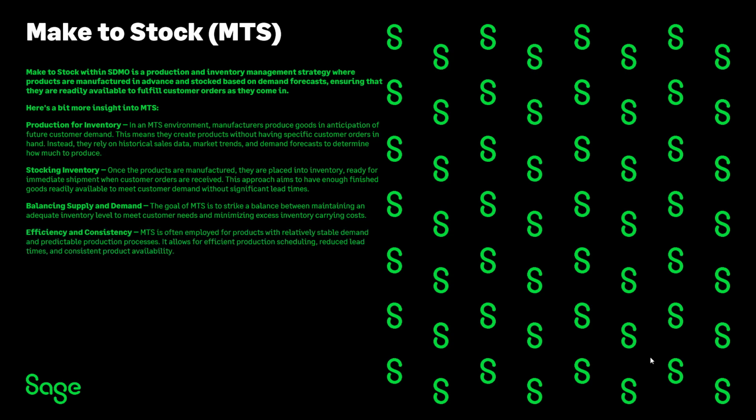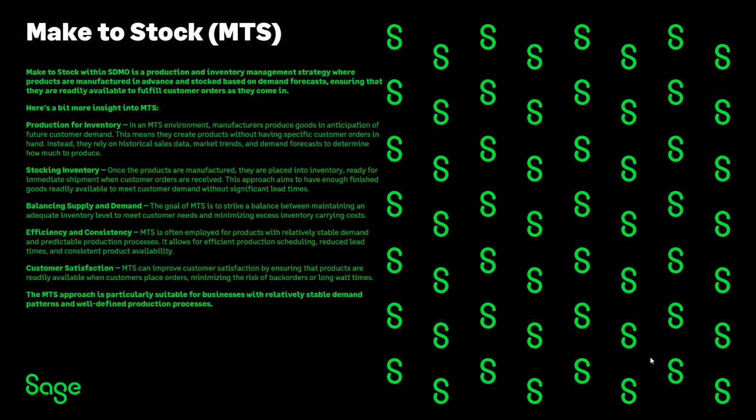Efficiency and consistency. MTS is often employed for products with relatively stable demand and predictable production processes. It allows for efficient production scheduling, reduced lead times, and consistent product availability. Customer satisfaction. MTS can improve customer satisfaction by ensuring that products are readily available when customers place orders, minimizing the risk of back orders or long wait times. The MTS approach is particularly suitable for businesses with relatively stable demand patterns and well-defined production processes.